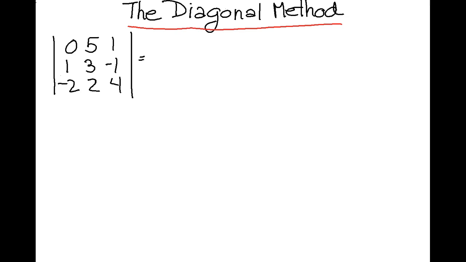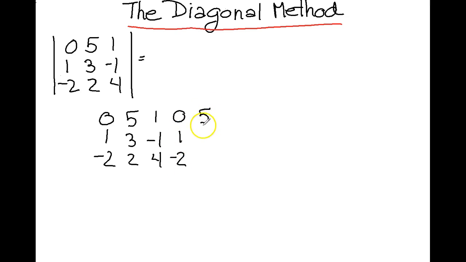Alright, so for the diagonal method, the very first thing I do is copy the columns of this matrix down. So we have 0, 1, negative 2, and we have 5, 3, and 2, and 1, negative 1, and 4. And I'm going to repeat the first two columns: 0, 1, negative 2, 5, 3, 2.